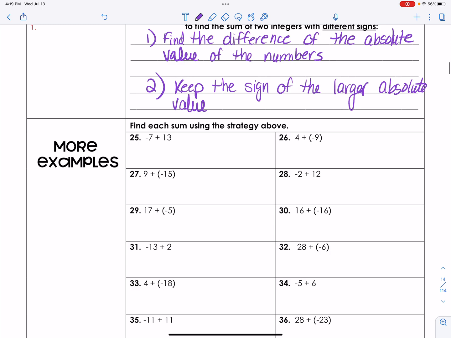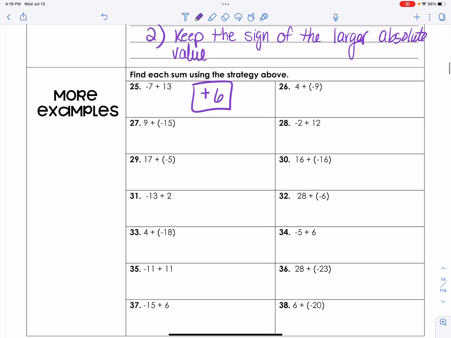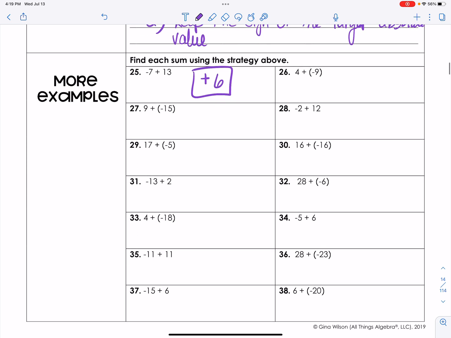If I look at 25, the larger number is positive, so my answer is going to be positive. Now I just subtract them, so my answer is a positive 6. I didn't really need the positive sign, I'm just trying to show you the strategy. If I look at the numbers, forget about the signs, 9 minus 4 is 5. And there's going to be more red chips than yellow. If I look at 27, there's more red chips than yellow, so I would subtract those and get a negative 6.